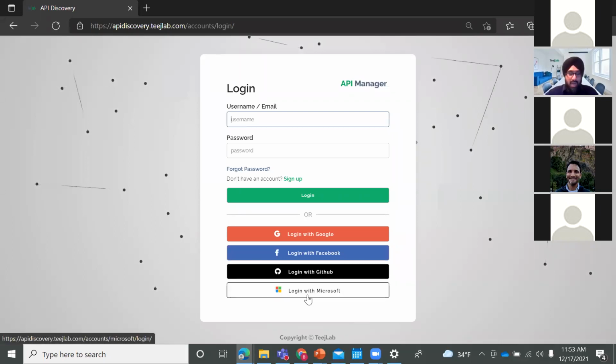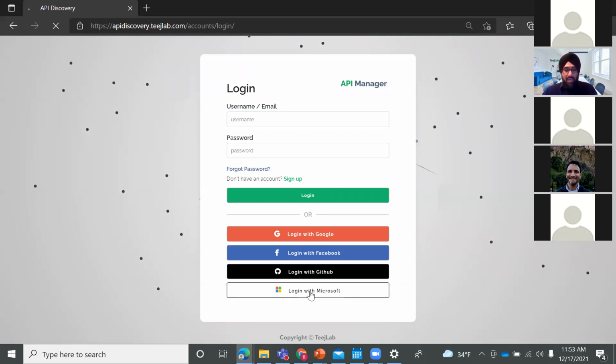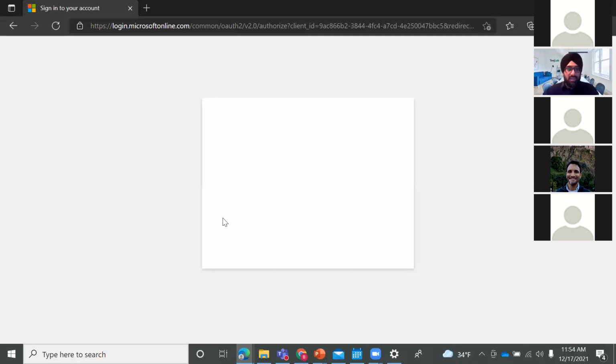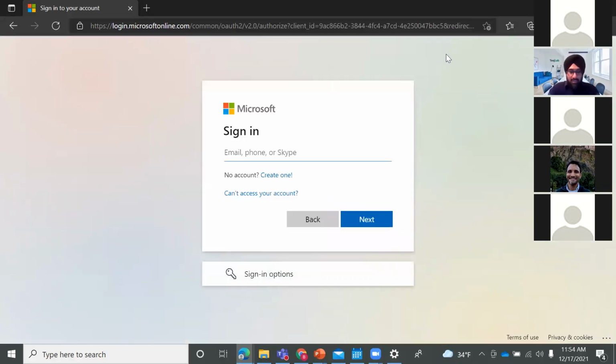I already have an account, so I don't need to create one, but you feel free to create an account and use this. Since I have an account, I will simply sign in and access this.